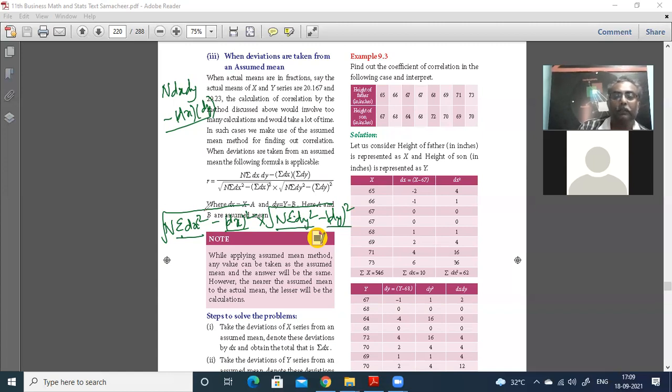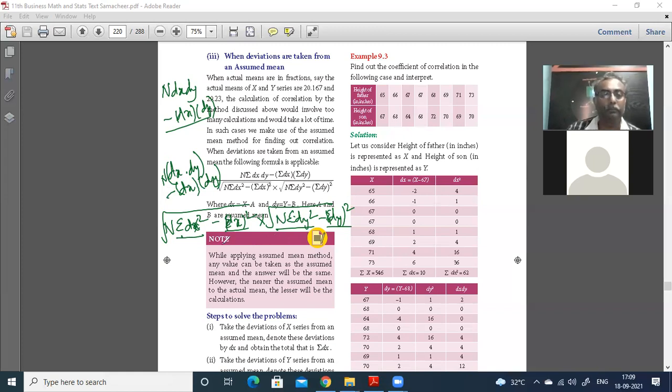So that is the formula. This formula you'll have to remember. Very little time you have to spend: understand the pattern and then memorize the formula. Simply don't mug the formula, it is useless, because there is a pattern in the formula. Top one, n into sigma dx dy minus sigma dx into sigma dy. Like that it is coming. Very simple numerator. Denominator also: n into sigma dx squared minus sigma dx the whole squared, n into sigma dy squared minus sigma dy the whole squared. That is the whole thing.